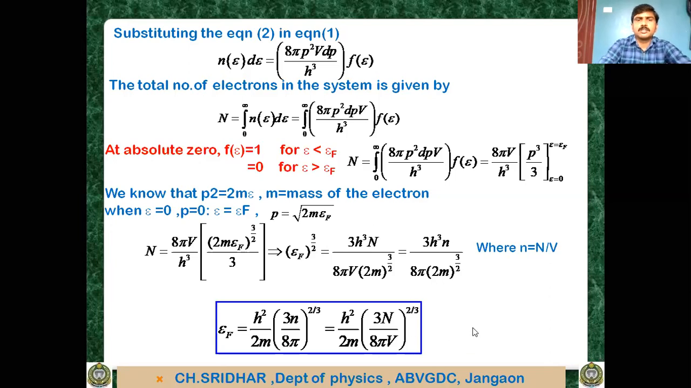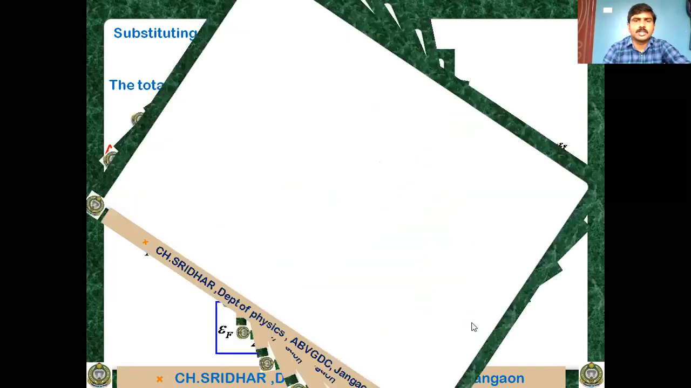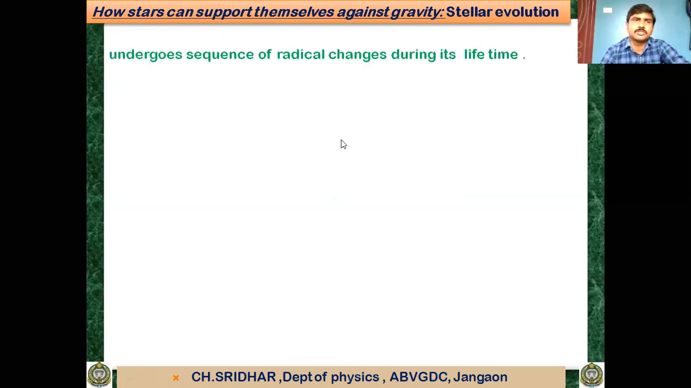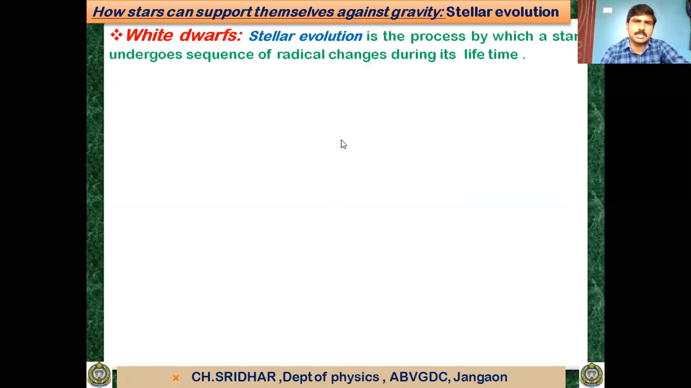So this is the Fermi energy of the electron gas, and this will be very useful in calculating the mass of white dwarfs and the mass of neutron stars. So how stars can support themselves against gravity, the stellar evolution. In the stellar evolution, we are going to discuss the white dwarfs.